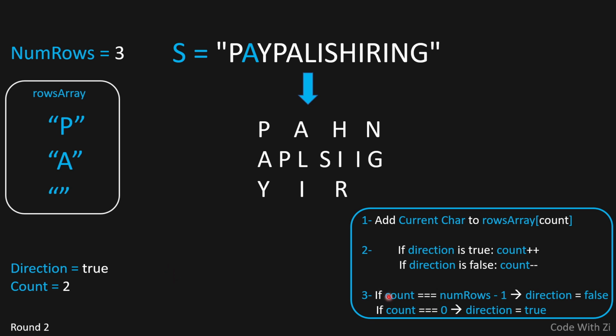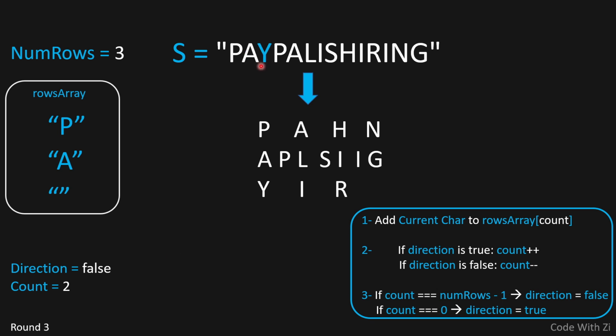Step 1 and 2 done. For step 3, we're gonna check if count, which is 2, is equal to number of rows minus 1. Number of rows is 3 minus 1, 2. So 2 is actually equal to 2. So in this case, we're gonna make direction be equal to false. So let's do that. Now direction is equal to false, and the second line says if count is equal to 0 and count is not equal to 0. So we're not gonna check this, and the second round of our loop is done. Let's move on to the third round.